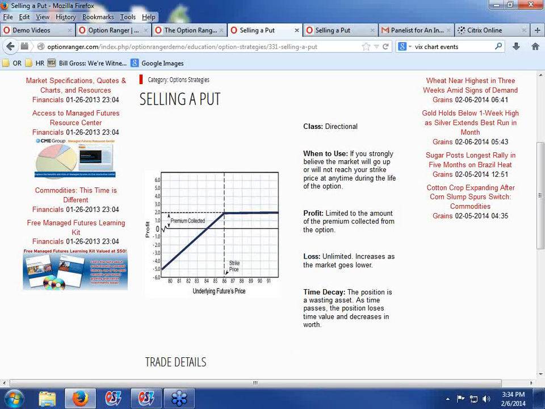And this is a strategy for people to collect premium. And if they want to own a particular stock at a given price and have the finances and the desire to own that stock at that price or below, then they would sell that put. They would either keep the premium if the market doesn't go there, or get the stock put to them and they own the stock.